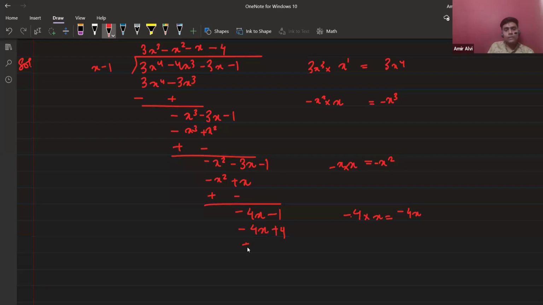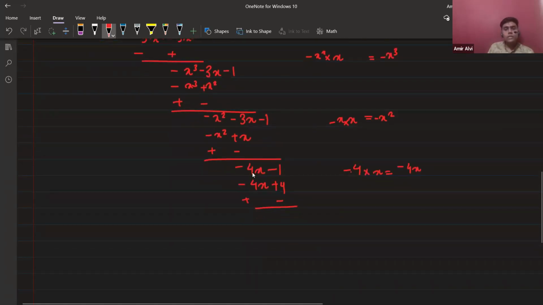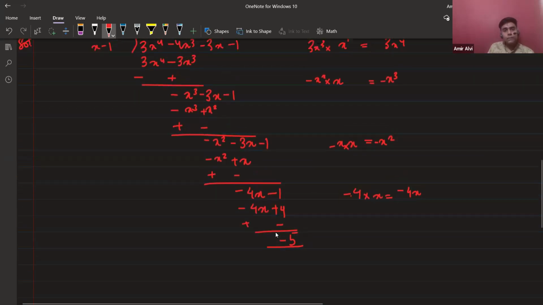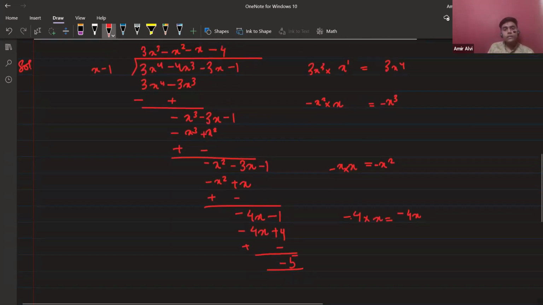Plus 4. Sign will change. Yes or no? This is positive. Yes. This is negative 4x. This is positive 4x. Sir, minus 5. So 1 and minus 4, minus 5. Very good. Now tell me, is there any way to cancel this thing? No, na? No. So which means that the remainder is minus 5.